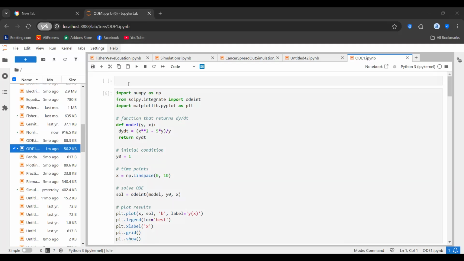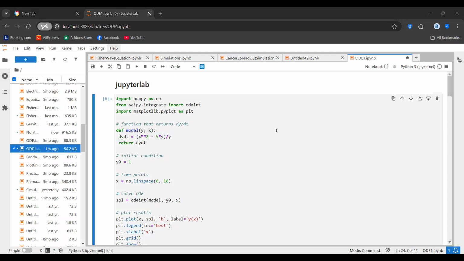Okay, so let us solve this problem using Python. In Python, we have to first import NumPy as np, from SciPy.integrate import ode, the ordinary differential equations, then import also matplotlib.pyplot as plt.